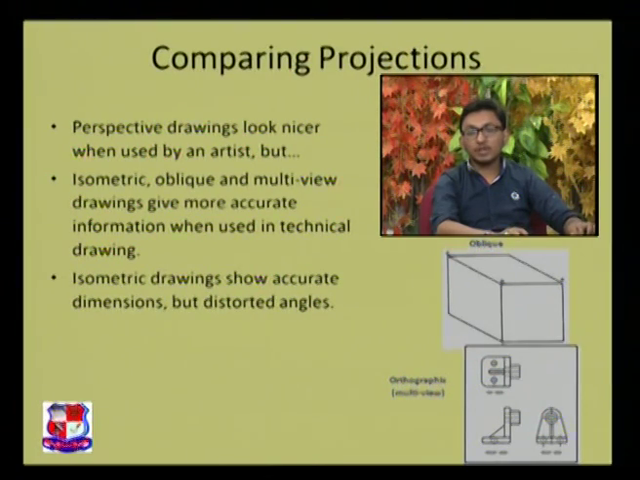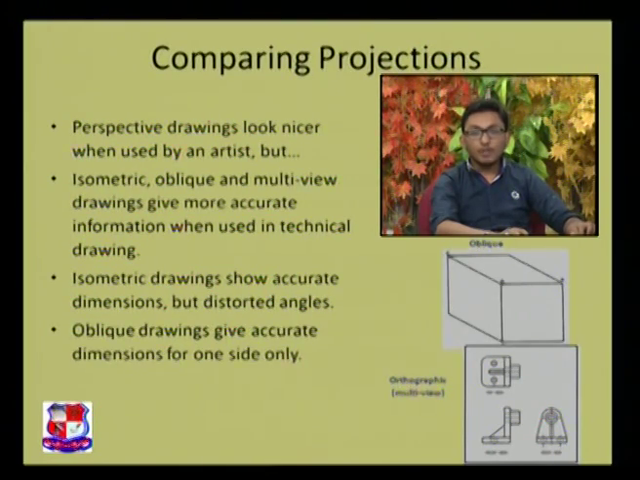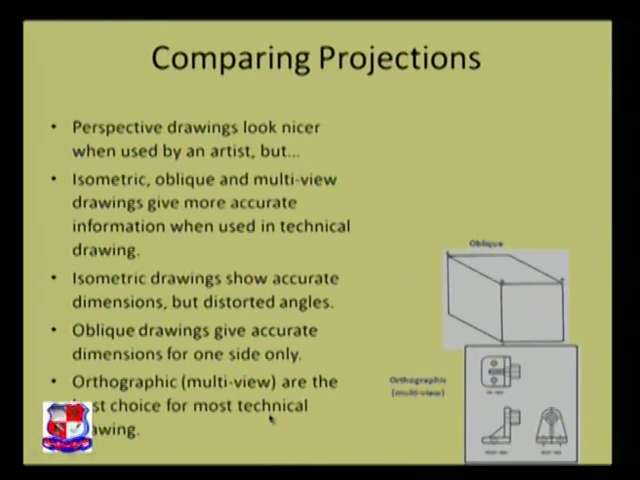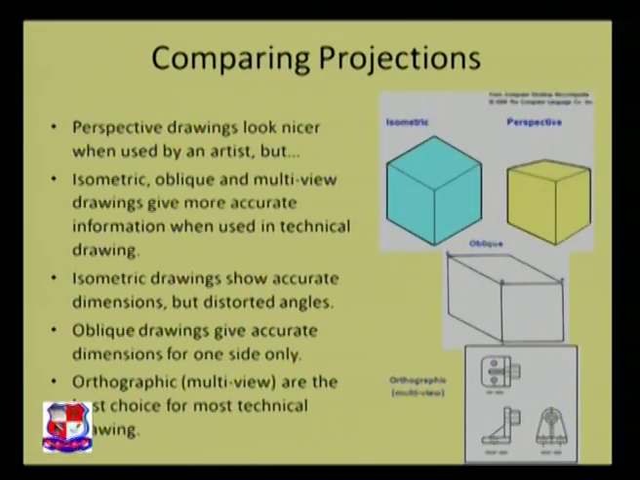Isometric drawings show accurate dimensions but some distorted angles. Oblique drawings give accurate dimensions but for one side only, whereas orthographic projections are the best choice for most technical drawing. If you want to describe any technical drawing, then orthographic projection can be the major parameter.